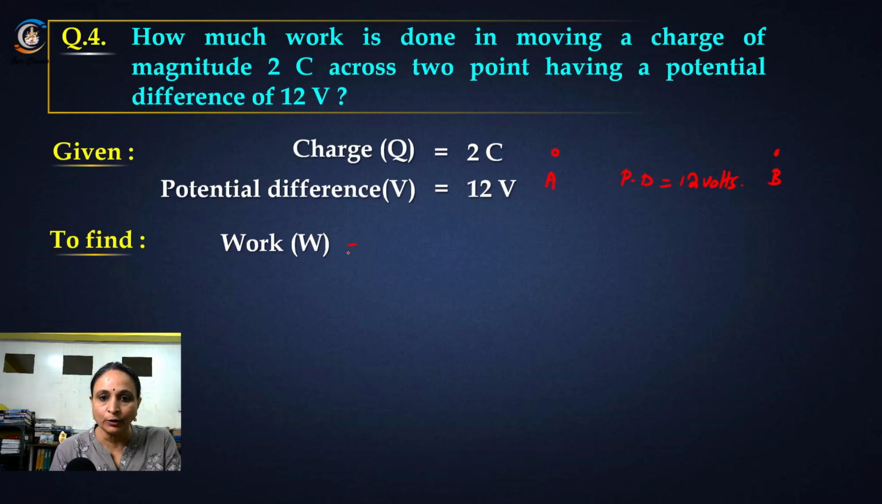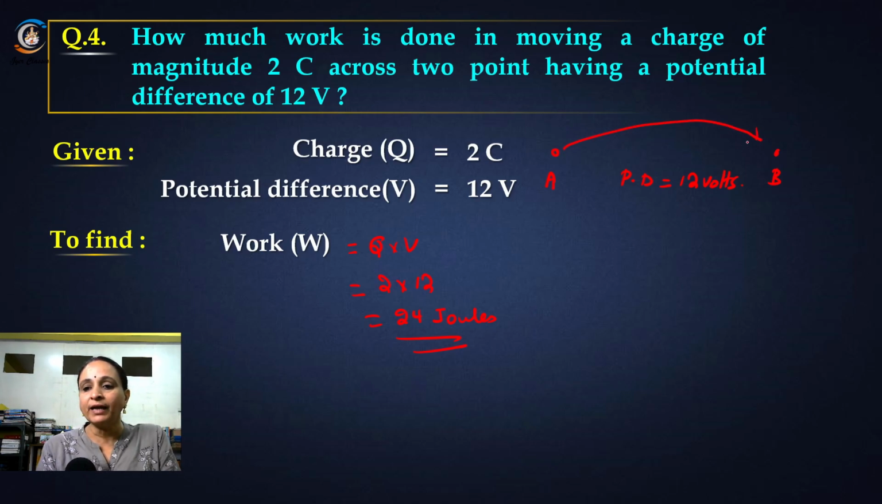Tell me the formula for work done. That is equal to charge into potential difference. We know the charge is 2 coulombs and the potential difference is 12 volts. So when you multiply these two, you will get 24 and the unit of work is joule. So what is the answer? 24 joules. So if a charge of 2 coulomb is moved from A to B, some work has to be done. And how much is the work done? The work done is equal to 24 joules.